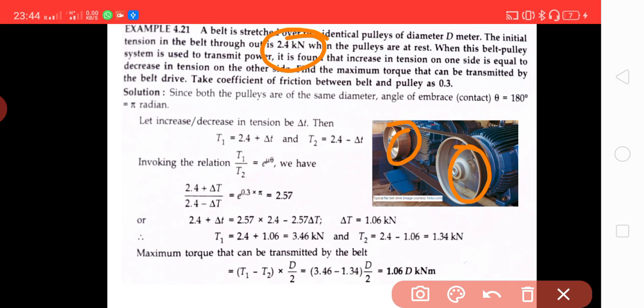When the belt pulley system is used to transmit power, it is found that the tension on the tight side is increased by delta T, and the tension on the slack side is decreased by a similar amount, that is delta T.